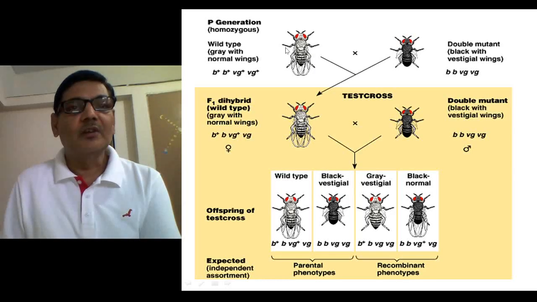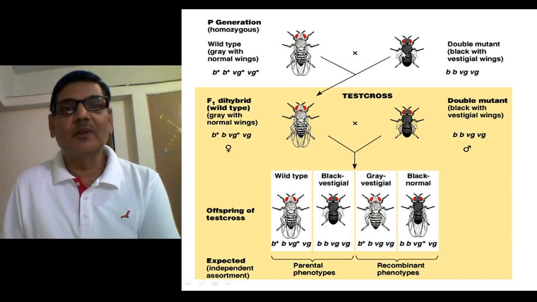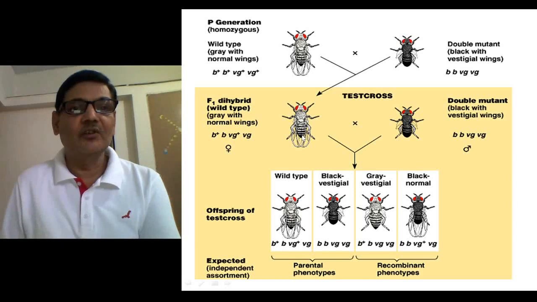Now here is the cross. The flies which were selected for making initial crosses could be wild type. As I told, they are gray bodied and normal winged. They will be crossed with flies which are mutant. They are male flies, and they have black body color and vestigial wing. If you cross them, in the next generation you will find all flies having the gray body color, that is normal body color, and a normal wing structure.